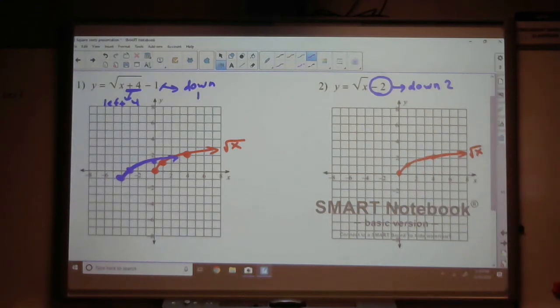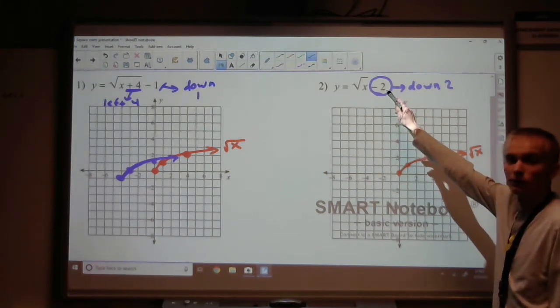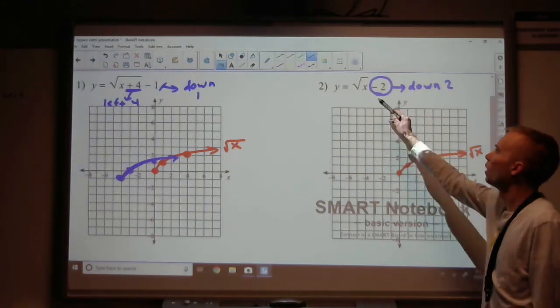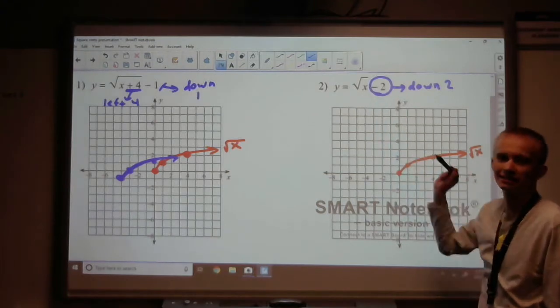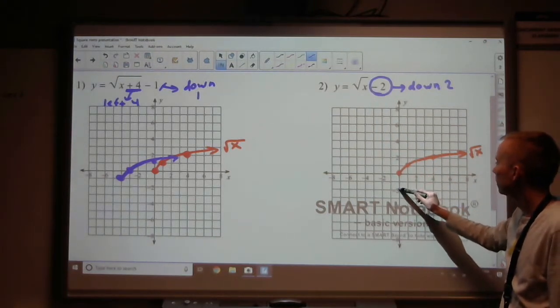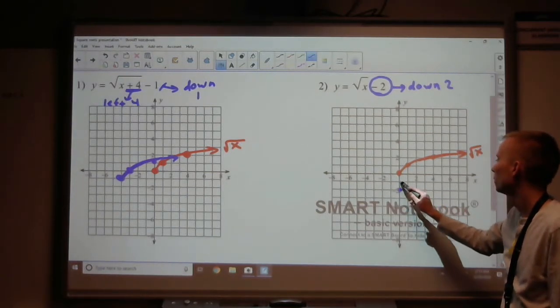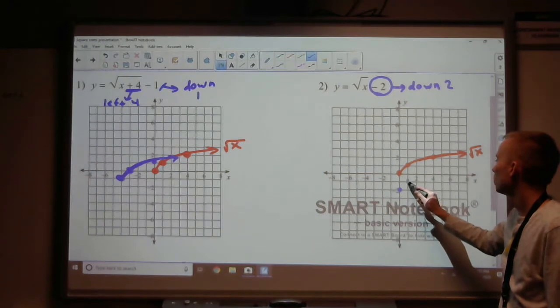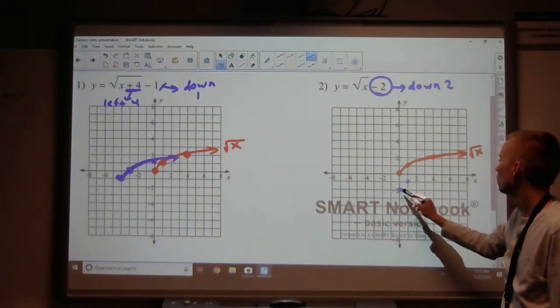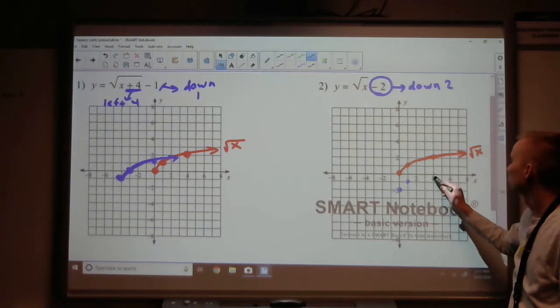Now what will happen with this? It will just go down 2. So it won't go left or right at all because there isn't anything inside the square root. It will just go down 2, and then it will have the same shape. It will go over 1, up 1, over 4, 1, 2, 3, 4, and up 2.